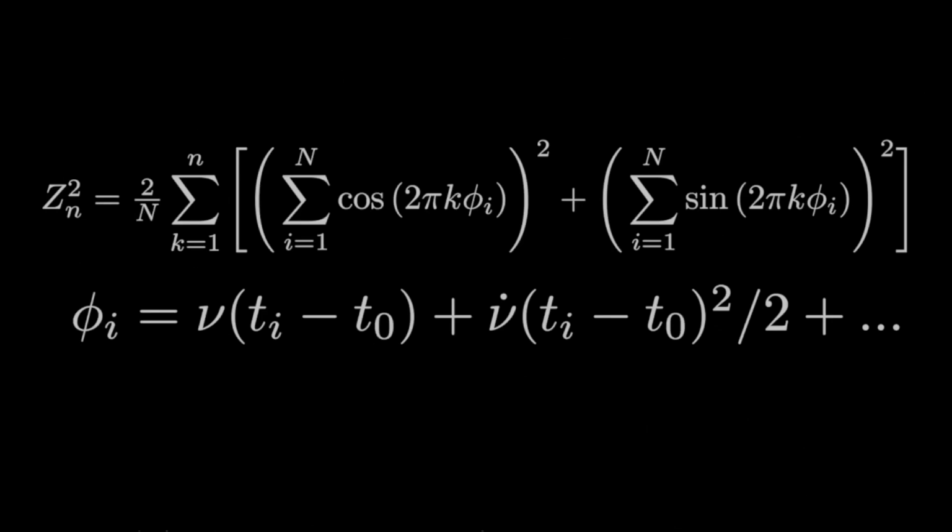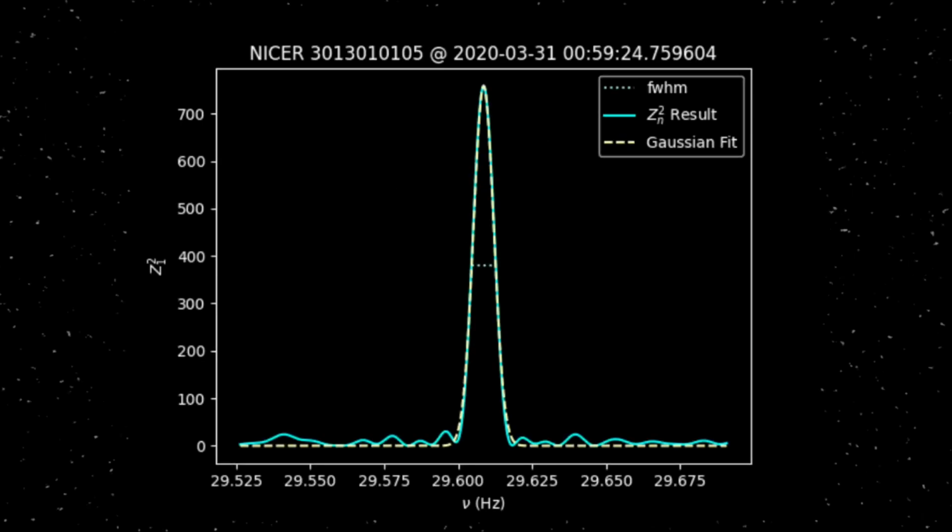And so what you can do is take a collection of phase models and use a wide domain of test frequencies, and you can just go ahead and plug all of that into this Zn squared statistic up on top, and it's going to do kind of like a Fourier transform. And this is the type of result that we might expect to get.